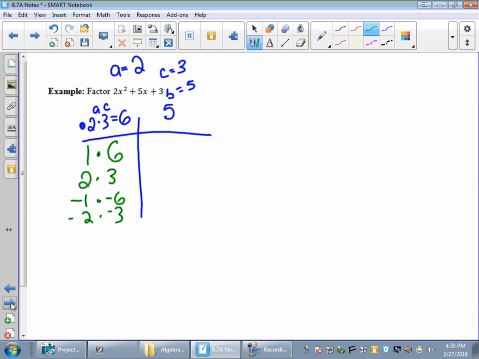Here's the thing. I want them to add to a positive 5, though. So I can automatically cross off those 2 negatives. I could go through and say 6 plus 1, well, that equals 7. That's not a 5. 2 plus 3, that for sure equals 5. That is going to be my 2 new middle terms.